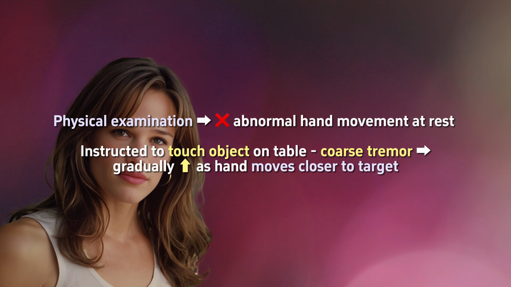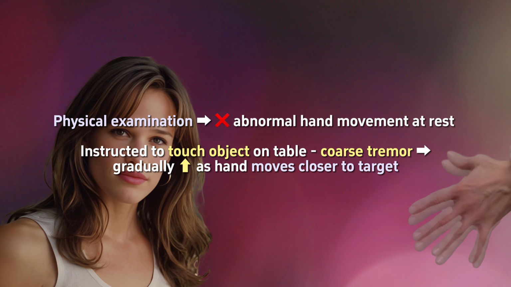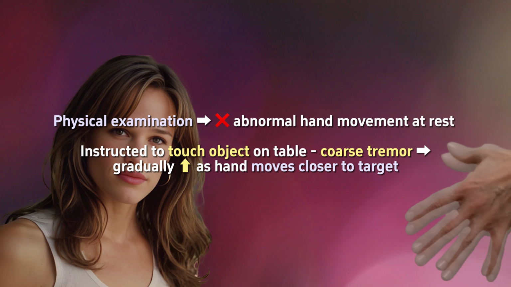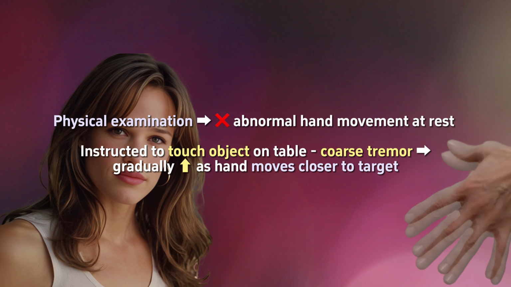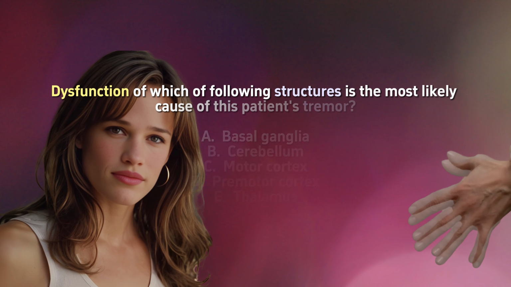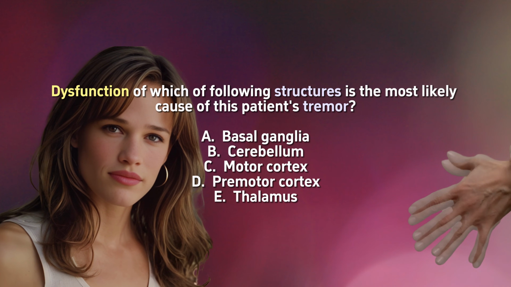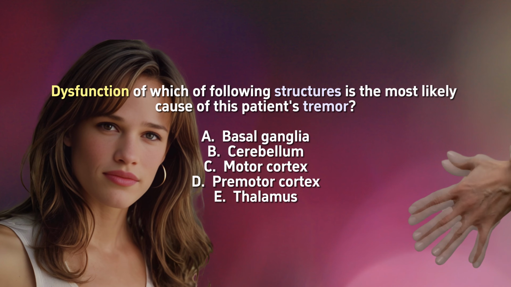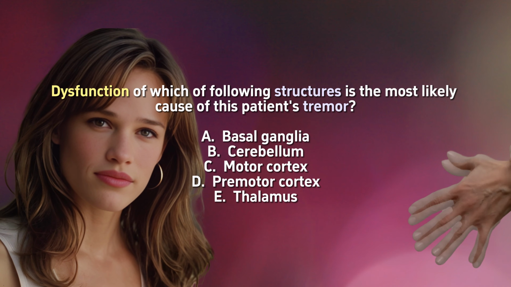On physical examination, no abnormal hand movement is observed at rest. When the patient is instructed to touch an object on the table, a coarse tremor is observed that gradually increases as the hand moves closer to its target. Dysfunction of which of the following structures is the most likely cause of this patient's tremor?